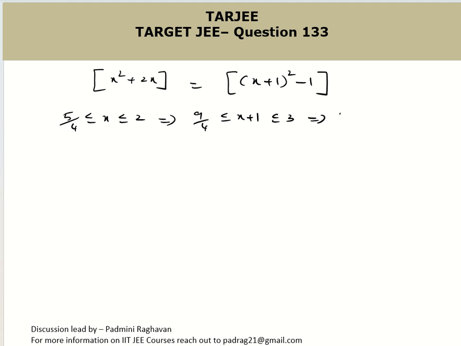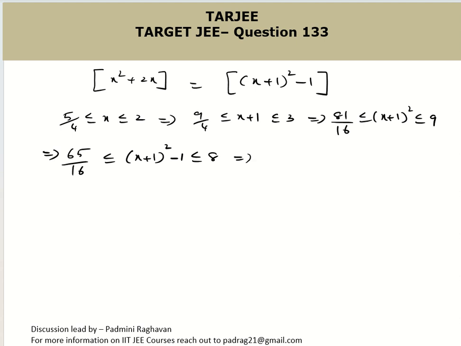Let us square on both the sides. 81 divided by 16 less than or equal to x plus 1 the whole square less than or equal to 9. Now let us subtract a 1. So I think we will get 65 divided by 16 less than or equal to x plus 1 the whole square minus 1 less than or equal to 8. So what does this indicate? This expression is nothing but x square plus 2x. So 65 by 16 less than or equal to x square plus 2x less than or equal to 8.